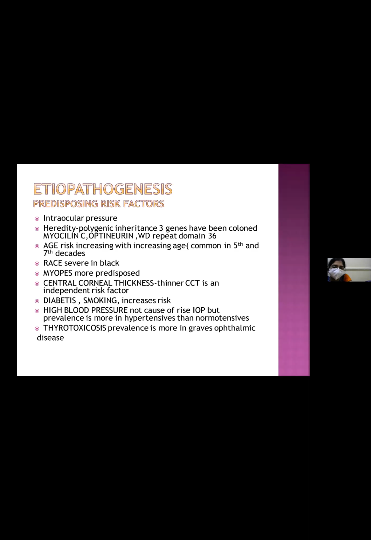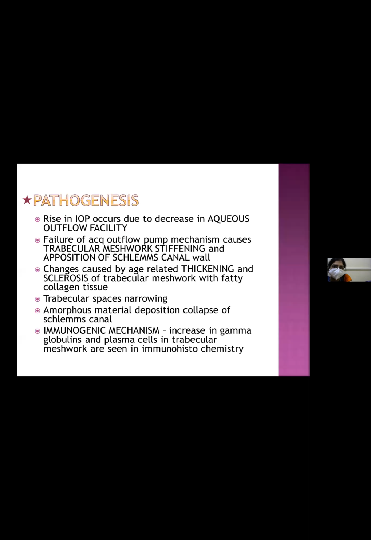Prevalence is more common in Graves' ophthalmic diseases. Next, pathogenesis of rise in IOP. Rise in intraocular pressure occurs due to decrease in aqueous flow facility. The failure of the aqueous flow pump mechanism is caused by trabecular meshwork stiffening and apposition of Schlemm's canal.